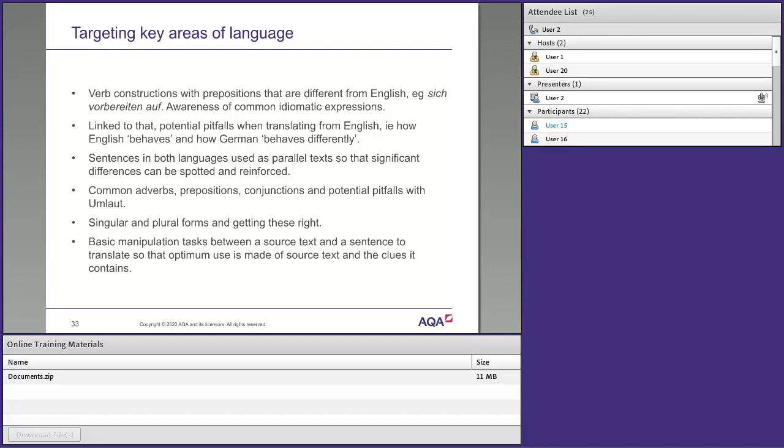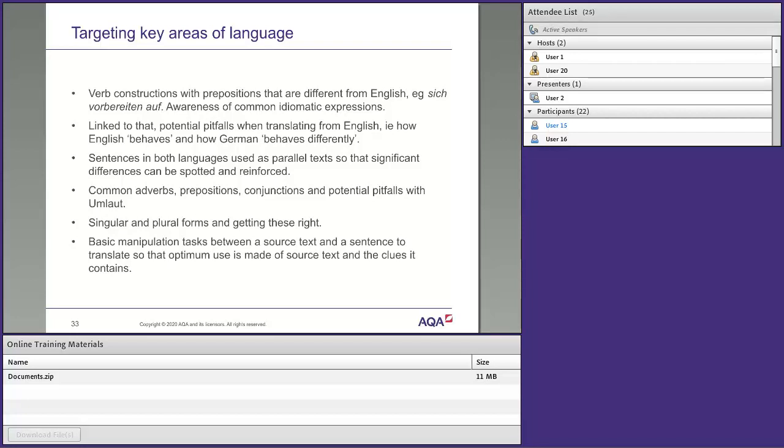Linked to that, potential pitfalls when translating from English, so how English behaves and how German behaves differently. We see that really with the GCSE photo card, ist spielen, and things like that. So basic things like that can be very important. Sentences in both languages used as parallel texts so that significant differences can be spotted and reinforced. And if you are doing a literary text that has a translation, you might find chunks in there that you could use. Helps them with their understanding of their literary text, of course, but it might highlight where there are differences in the way that things are expressed in English and in German.